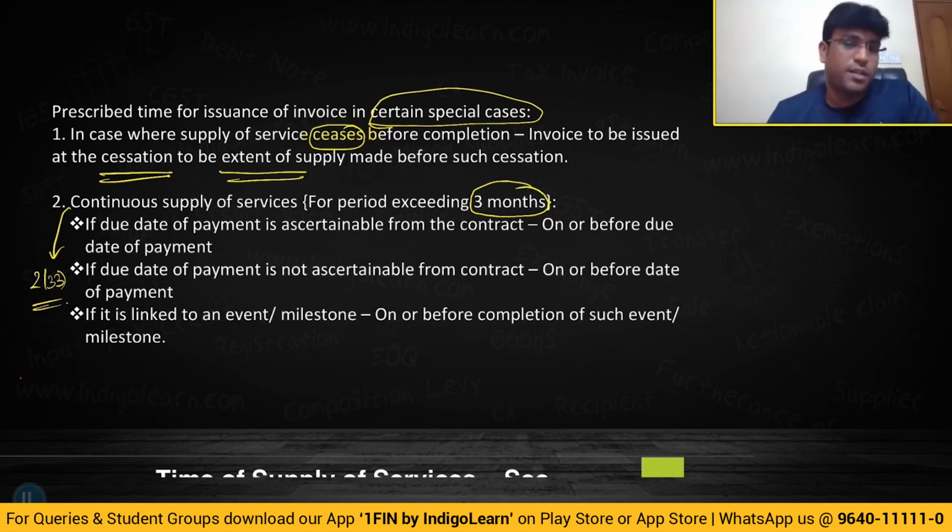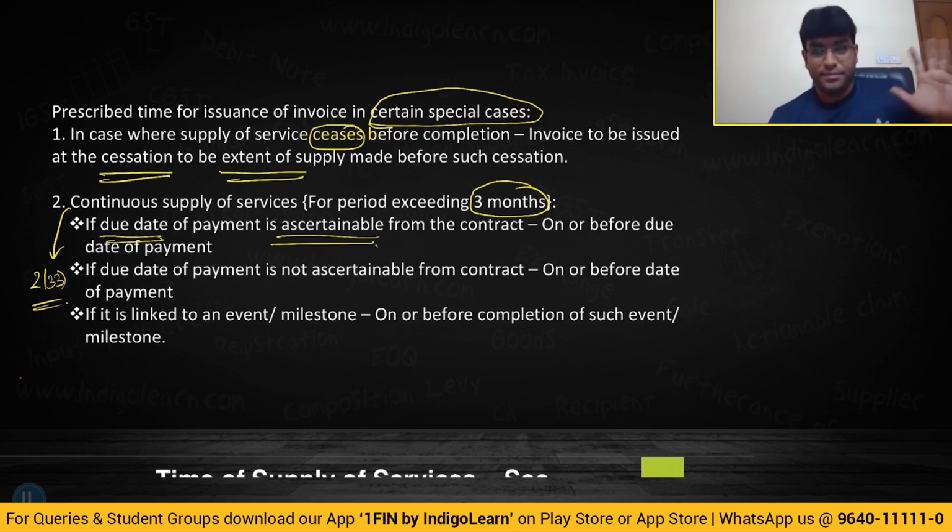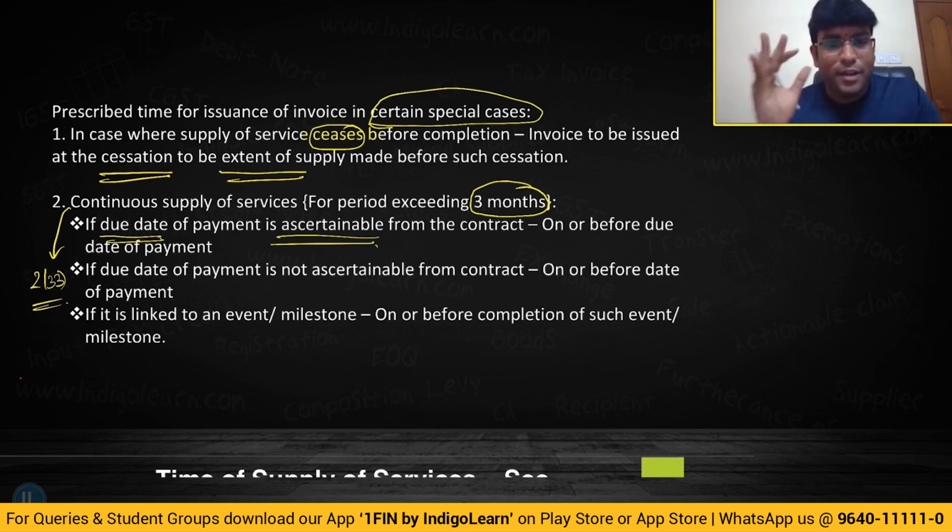Are we clear, friends? Now, if the due date for payment is ascertainable from the contract, that means in the contract we know when invoice should be raised. Practical examples here, in case of water purifier or in case of a refrigerator, AC, TV, fridge and all, we take something called AMC. AMC means annual maintenance contract. Is it for a period exceeding 3 months? Obviously yes. That's why it is called continuous supply of service.